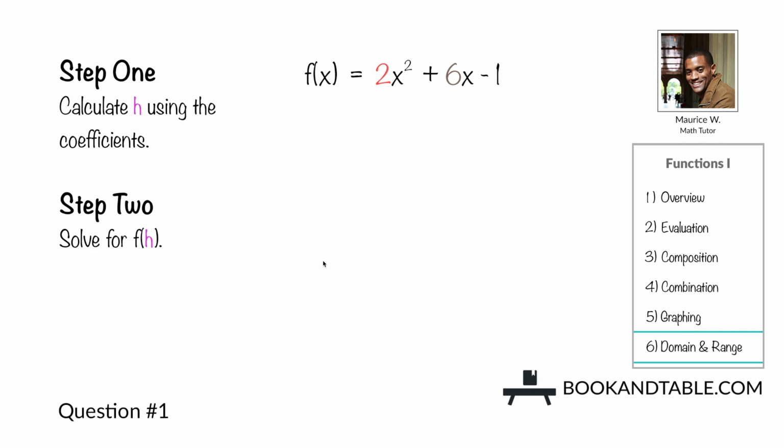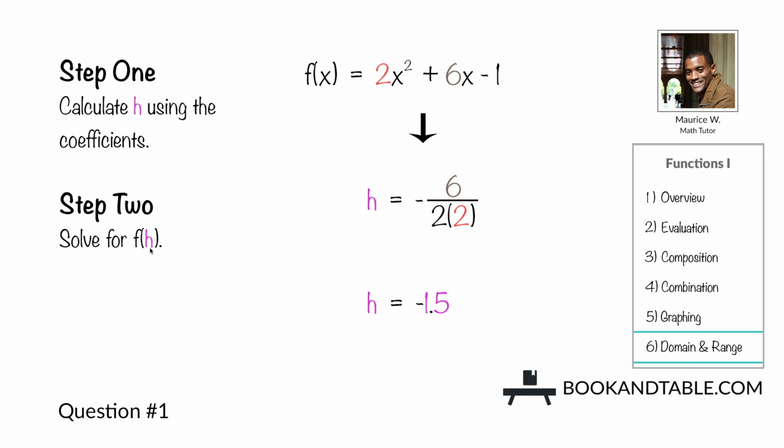Question number 1. F of x is equal to 2x squared plus 6x minus 1. So we are first going to calculate h using the coefficients 2, which is our a, and 6, which is our b. So h is equal to negative 6 over 2 times 2, which is 4. Negative 6 over 4 can be simplified to negative 3 over 2. And 3 over 2 is 1.5. So we get h is equal to negative 1.5.